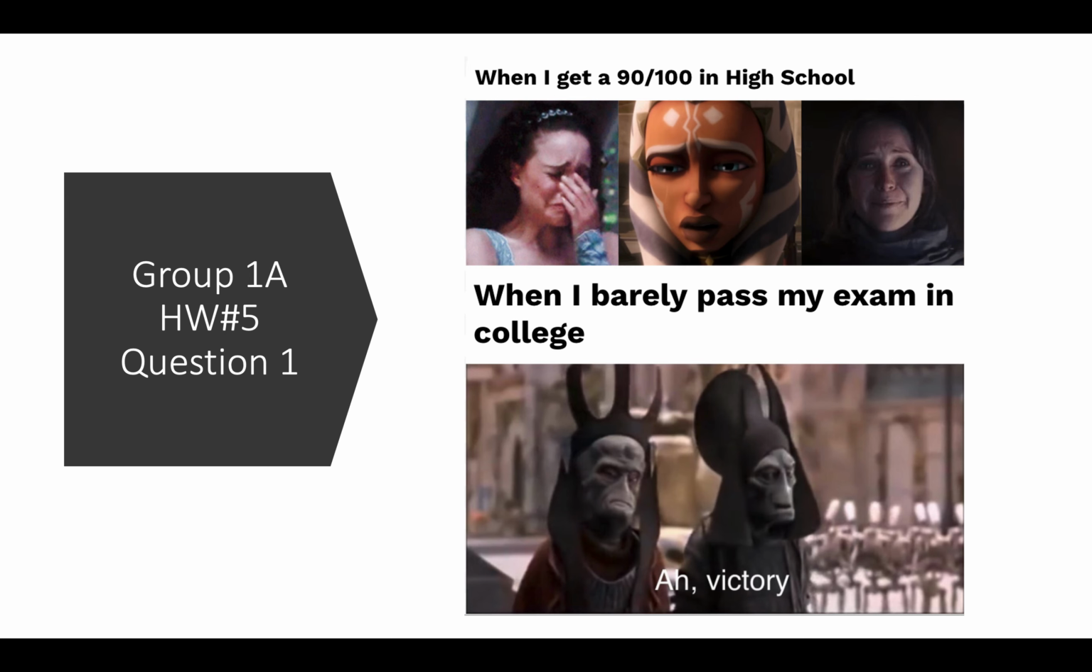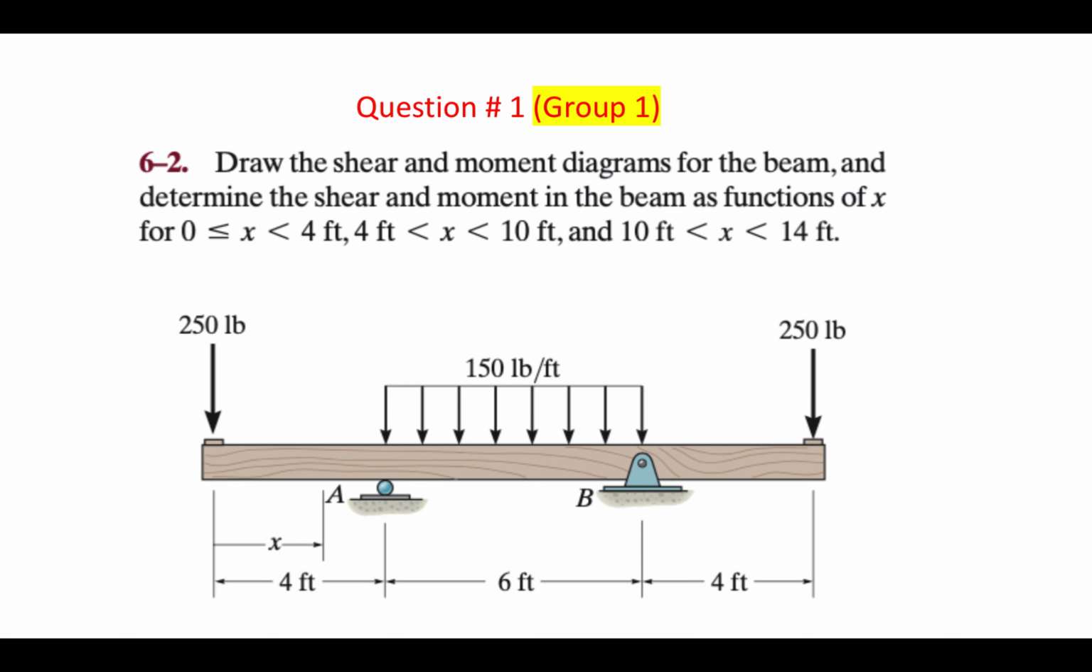Note 1A for homework number 5, question 1. You can pause the video if you'd like to read the question. Looking at the diagram, we have a 250-pound load at 0 feet, a 250-pound load at 14 feet, a 150-pound per foot distributed load, a roller support at A, and a pin support at B.